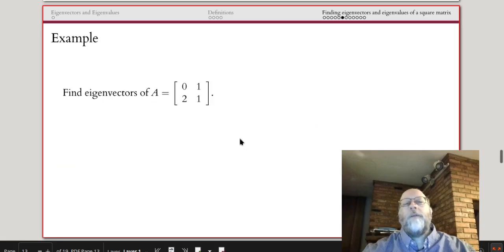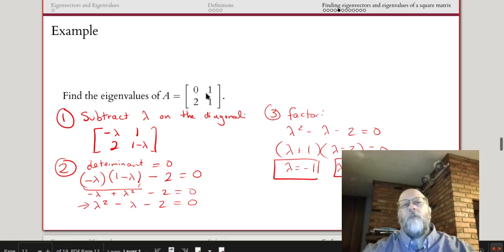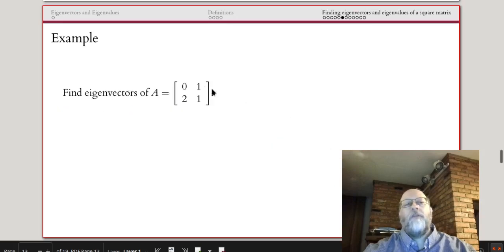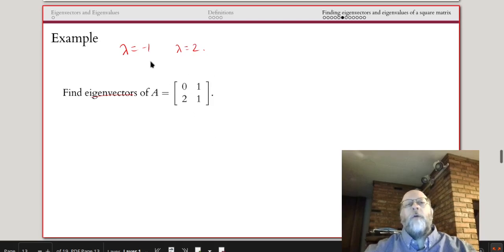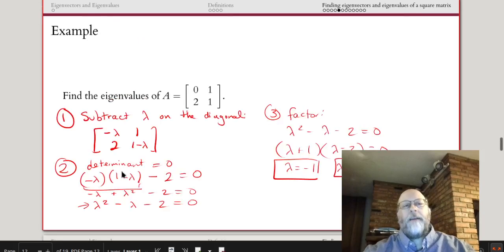All right, we're working with the same matrix here, 0, 1, 2, 1. And we know the eigenvalues are negative 1 and positive 2. And the question now is to find the eigenvectors for this matrix. Okay? So these were the eigenvalues. So here's the trick for finding eigenvectors. I'm going to go back to the previous slide, and I'm going to use this matrix right here with the lambda missing from the diagonal.